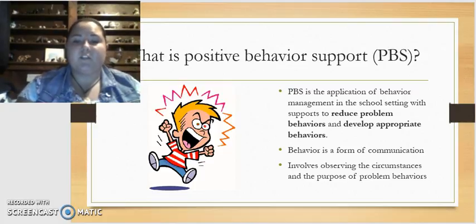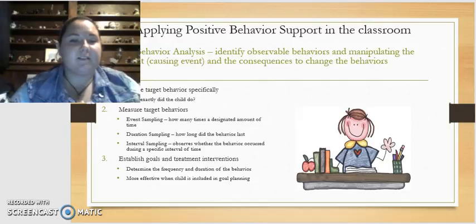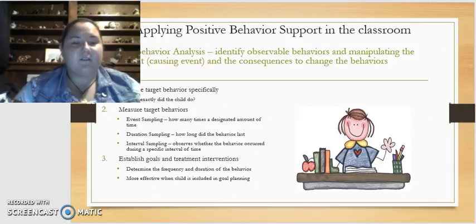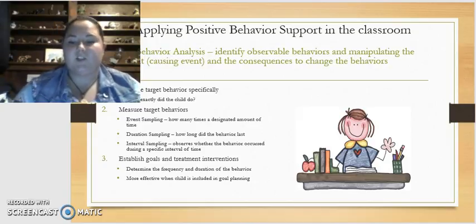This involves observing the circumstances and the purpose of problem behaviors. A form of positive behavior support is applied behavior analysis, where you identify observable behaviors and manipulate the antecedent, which is the causing event or what happened before, and the consequences, which is what happens after the behavior, to change the behaviors. Number one, you should describe the target behavior specifically.